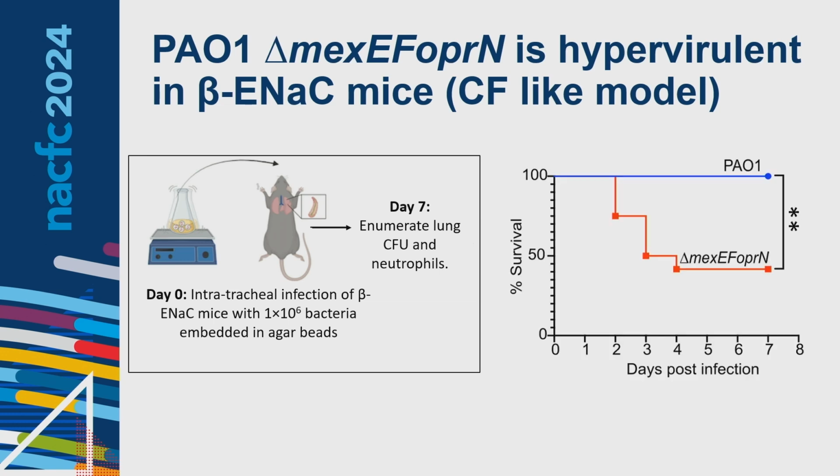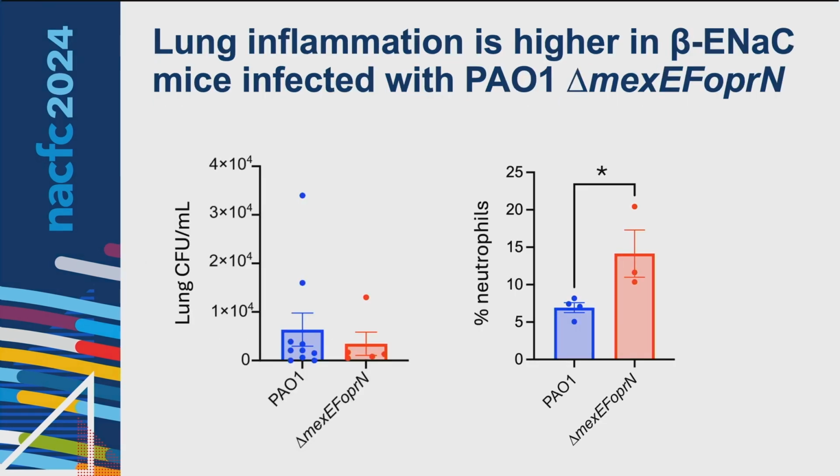However, by day 4 itself, we found that 50% of the mutant-infected mice died because of the infections. At day 7, if we compared the lung bacterial burden in the mice that survived, there was no difference between the wild type and the mutant-infected groups. However, the mutant-infected mice showed a high number of neutrophils, indicating that there was more inflammation in the lungs.